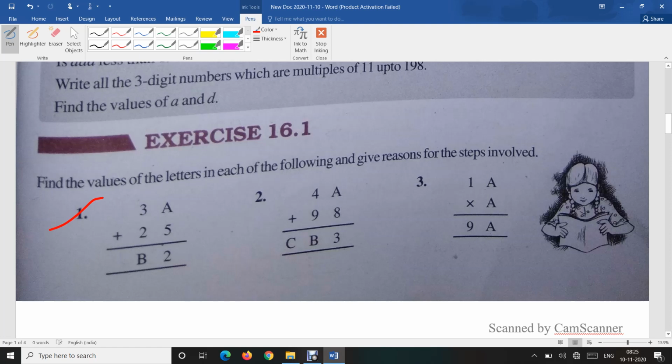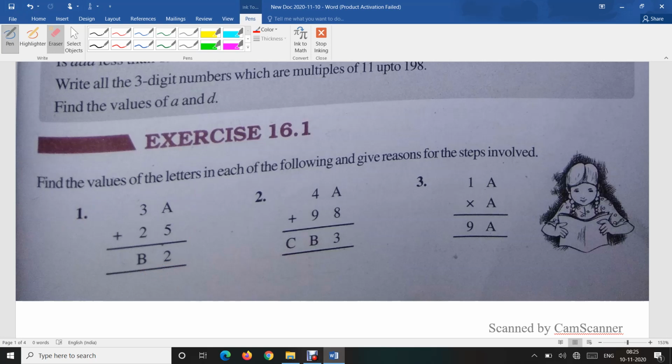Just like you have the first question, 3a25, and on adding 3a25 we get b2. So here a and b are alphabeticals, a and b are letters. Instead of numbers we have letters there. So we have to replace these letters with digits. And how can we do it? So let's see.